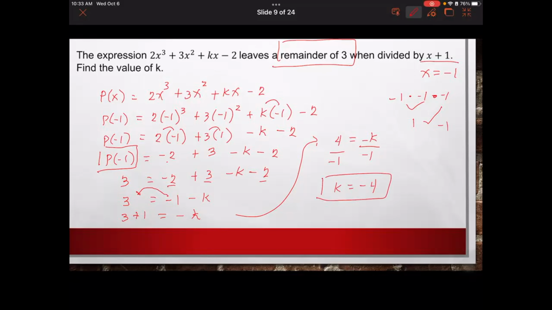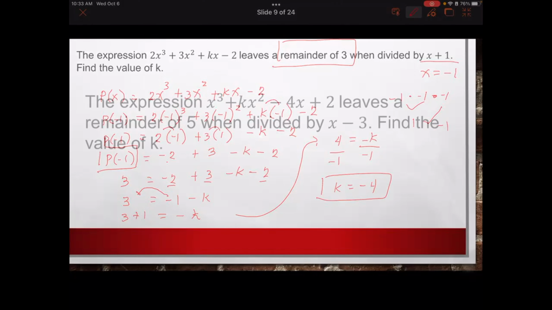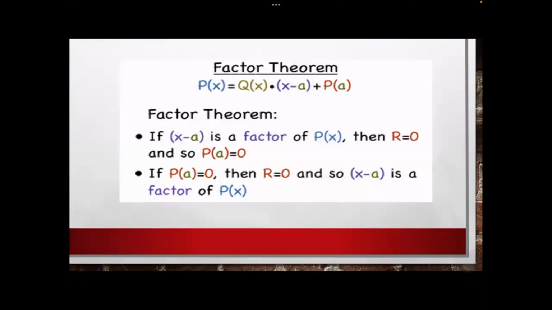Question? Wala naman. Okay, so let's have the factor theorem. The factor theorem: P of x is equal to Q of x multiplied by x minus a, plus P of a. If x minus a is a factor of P of x, then r is equal to 0, and so P of a is equal to 0. If P of a is equal to 0, then r is equal to 0, and so x minus a is a factor of P of x.